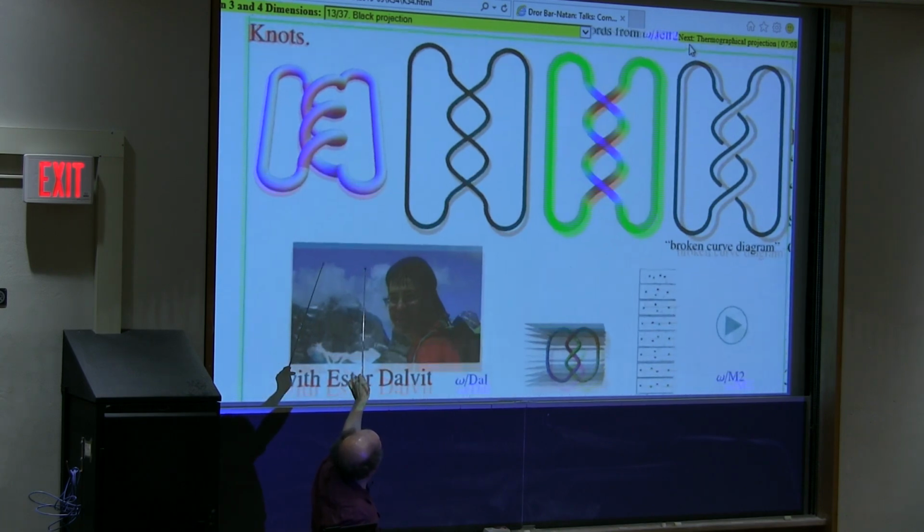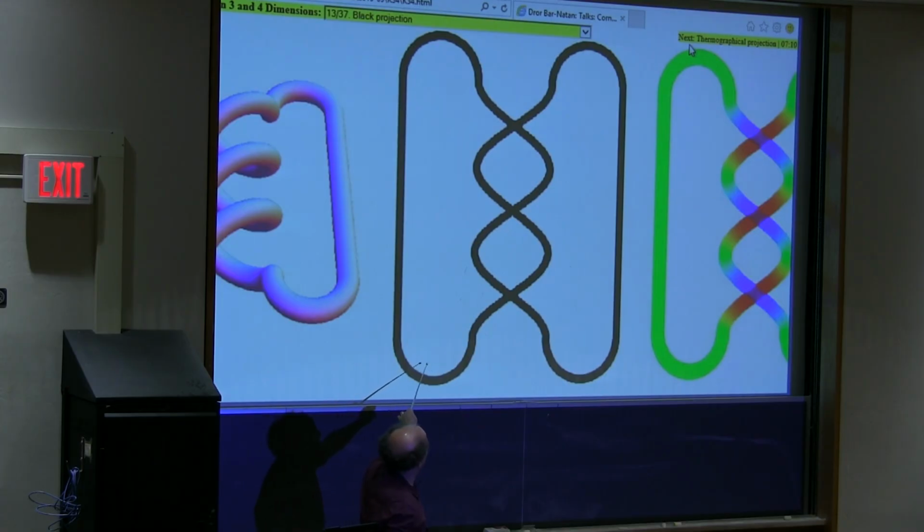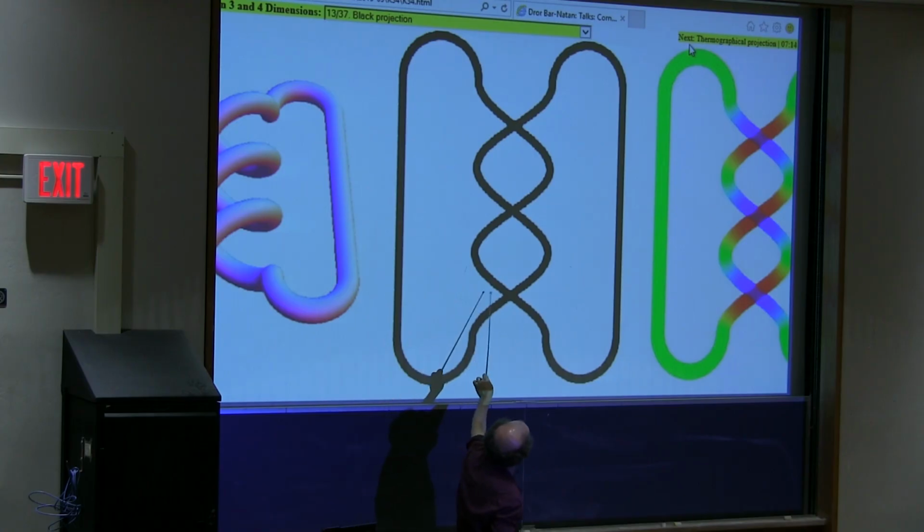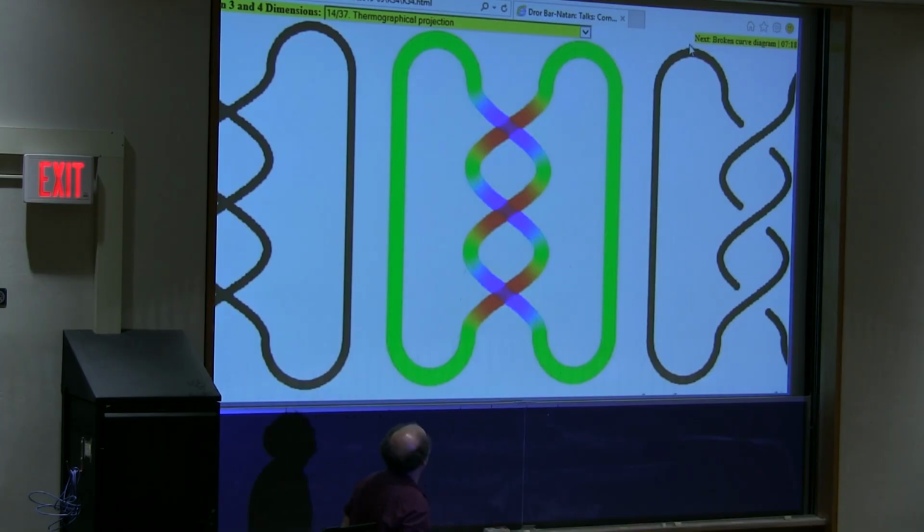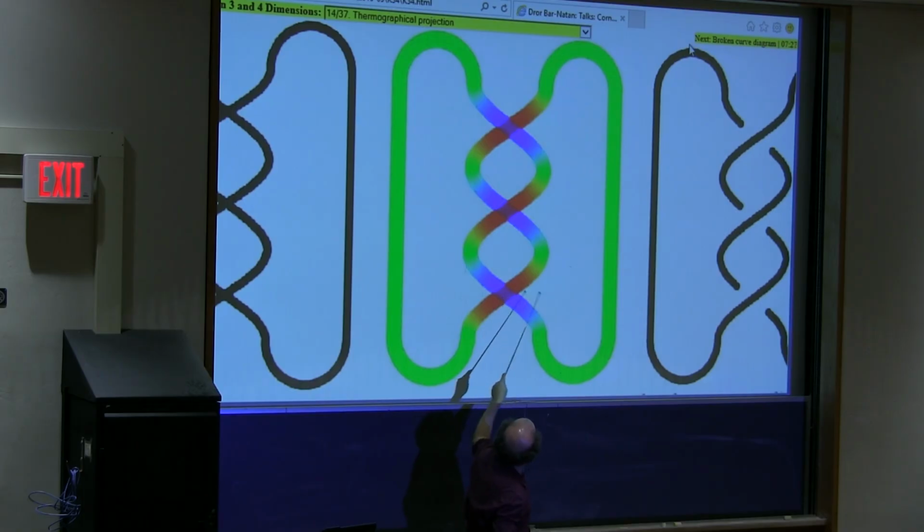And then again, I can go through a straight projection which doesn't give me enough information because I don't know which strand went over which, right? I can look at a thermographic projection, and from this one I can actually completely reconstruct the knot, right? Because here, this is red, so it's above this, which is blue. Are you all with me? Is it clear? It should be, okay?